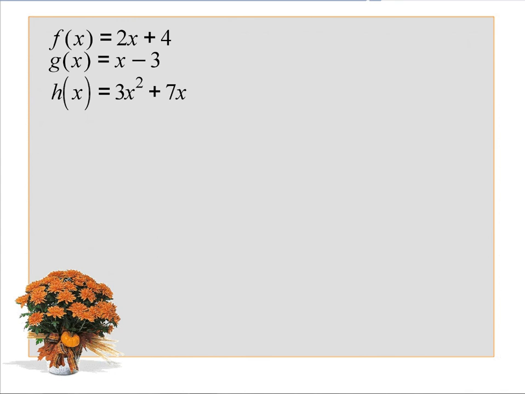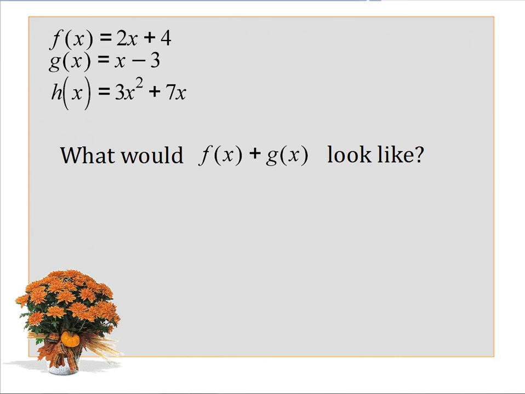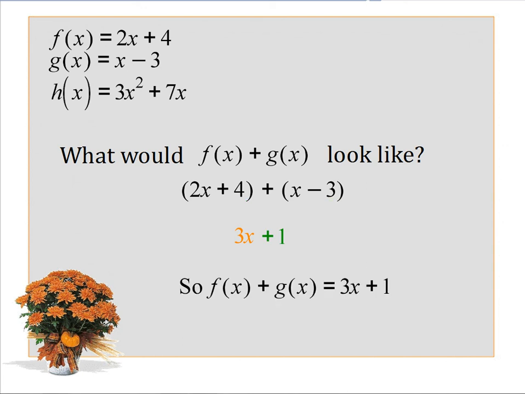So here I have three different functions, f, g, and h. What do you think f of x plus g of x would look like? What is it exactly that it's asking us to do? Well, in this case, remember it was simply taking what f of x was equal to and what g of x was equal to and add them together. So in addition, this is just a matter of combining like terms. So I can add 2x to another x and get 3x's. And I can add 4 and negative 3 and get a positive 1. So f of x plus g of x is 3x plus 1.